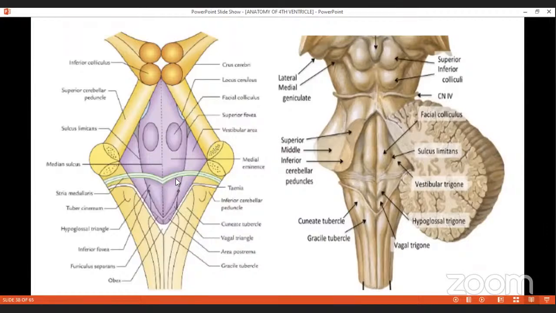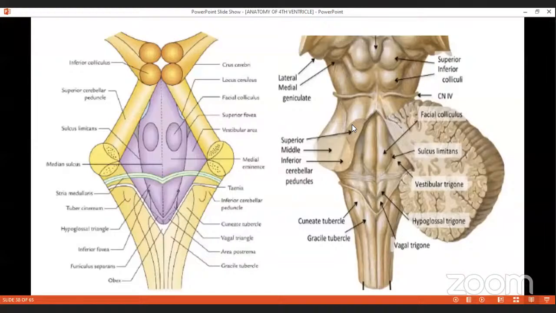These are the medullary stria, which divide the cavity of the fourth ventricle into the rostral two-thirds and the caudal one-third. These are two triangles. The superior one is the hypoglossal, the inferior one is the vagal triangle, and inferior to that you have the area postrema, which is the vomiting center, and inferior to that you have the obex, where the cavity of the fourth ventricle communicates with the central canal of the spinal cord.